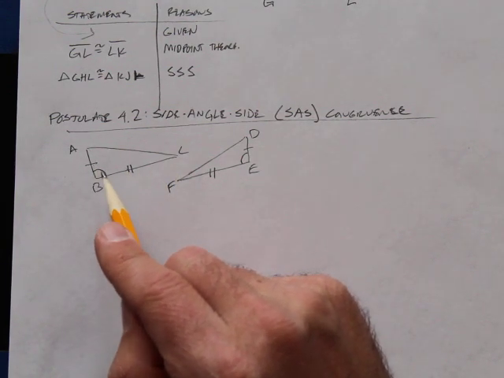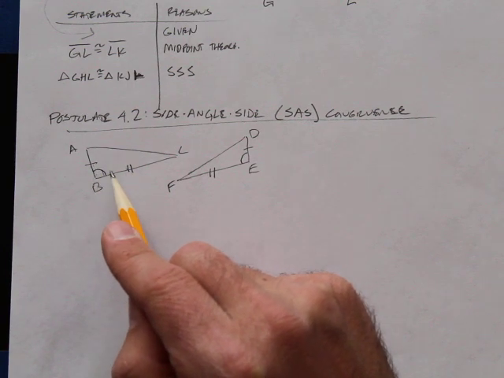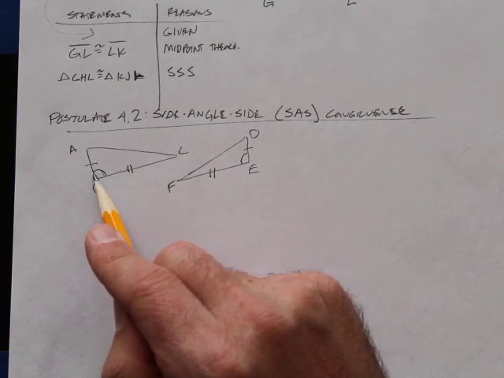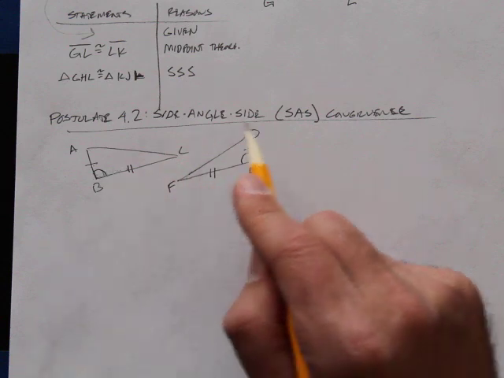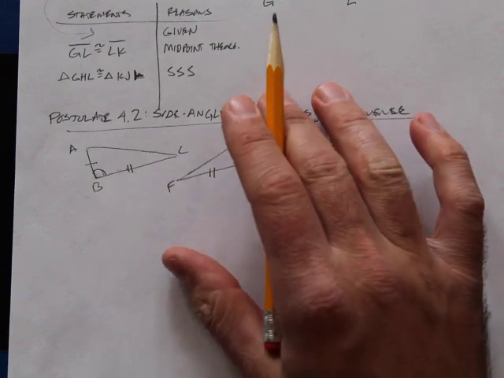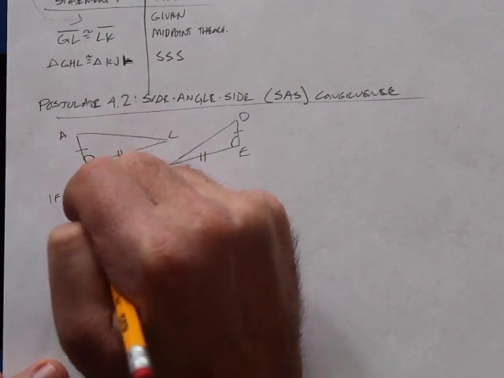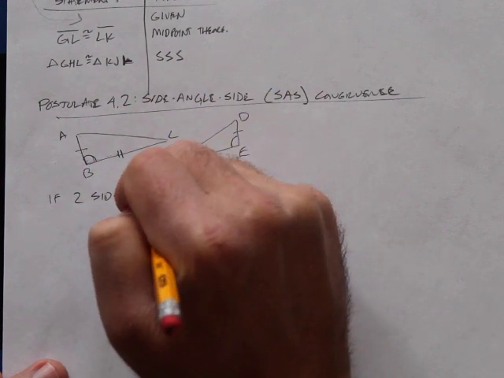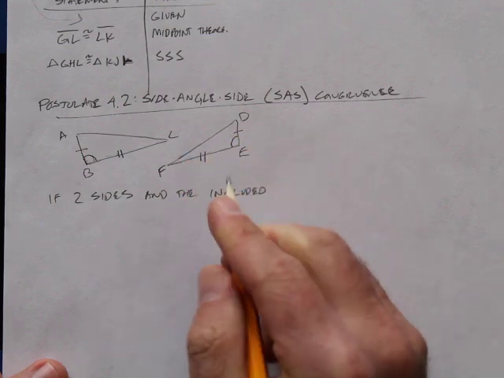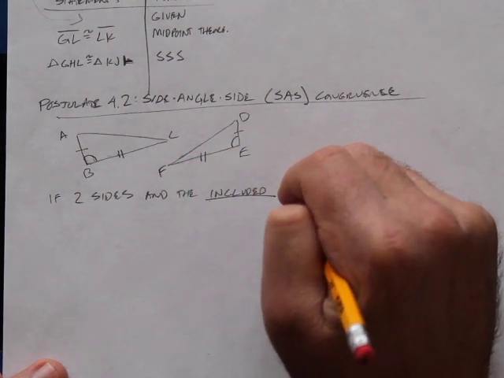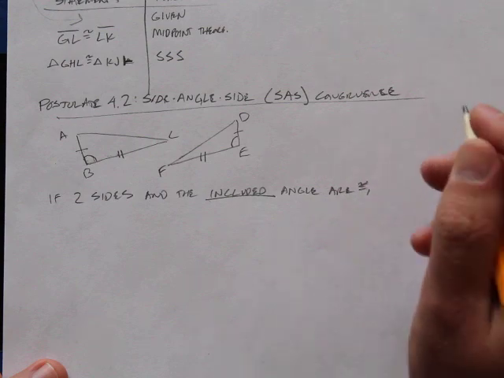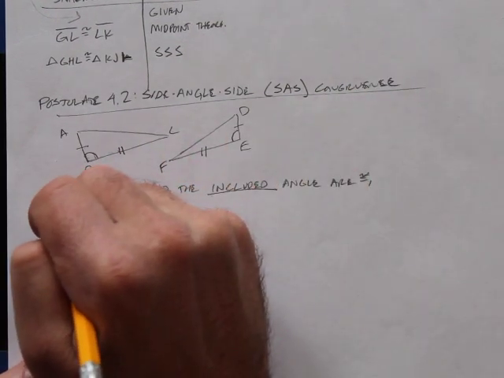I have two sides, and the angle that is contained between those two sides, or is included with these two sides, is the angle that we're going to be talking about in this postulate, side, angle, side. So if two sides and the included angle are congruent, then the triangles are congruent.